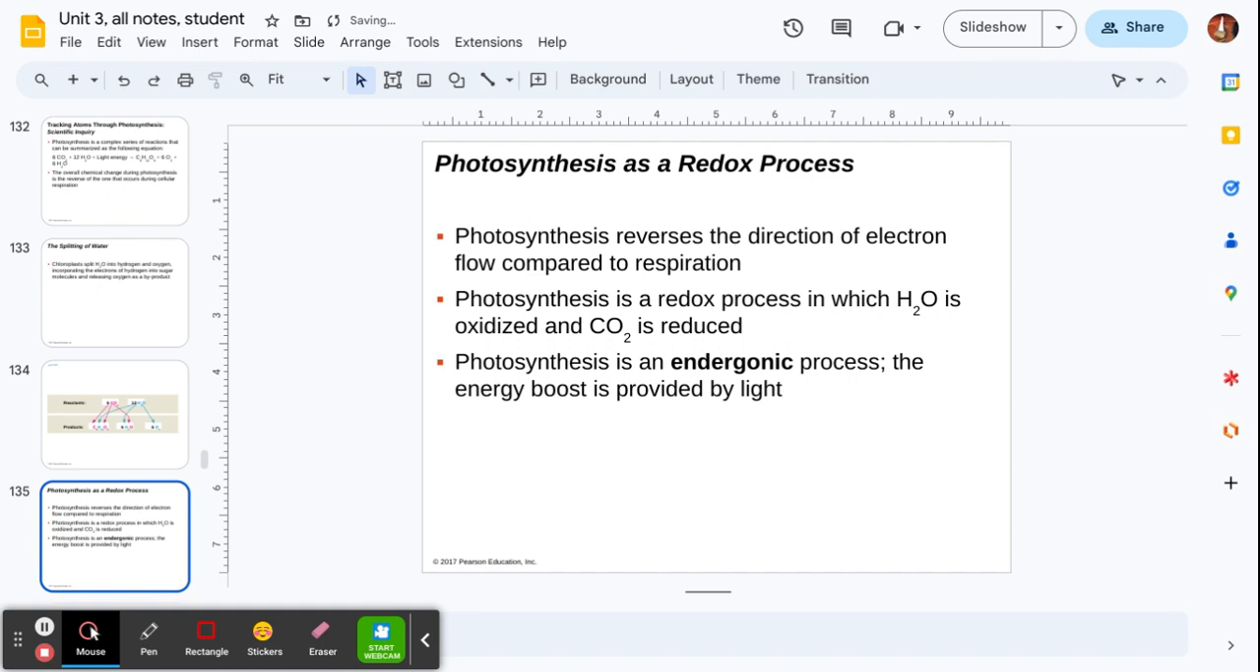Okay, photosynthesis reverses the direction of electron flow compared to respiration. It is a series of redox reactions in which water is going to become oxidized. We're going to liberate those electrons from the water molecule, and we're going to transfer them to our carbon dioxide. So the carbon dioxide is going to become reduced. Photosynthesis is an endergonic process. It requires lots and lots of energy.